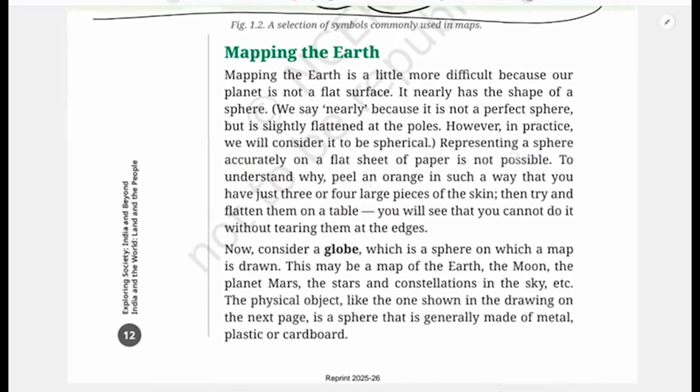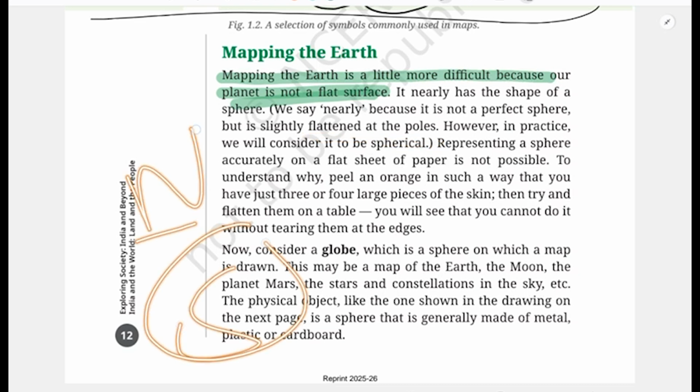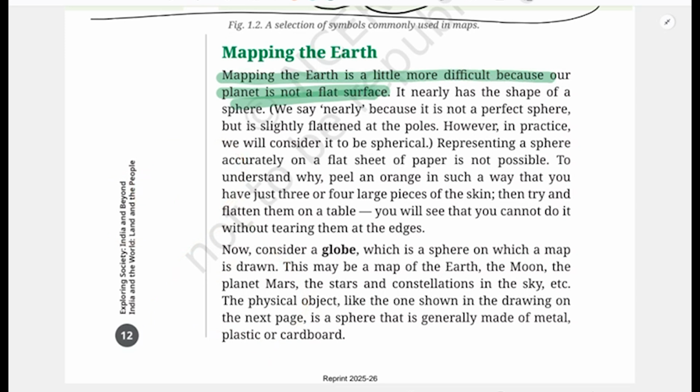Now, mapping the earth. Mapping the earth is a little more difficult because our planet is not a flat surface. We've already seen it is spherical in shape. So, it nearly has the shape of a sphere. And we say nearly because it is not a perfect sphere, but it is slightly flattened at the poles, that is the North Pole and the South Pole. However, in practice, we'll consider it to be spherical. For our convenience, we say it to be spherical.